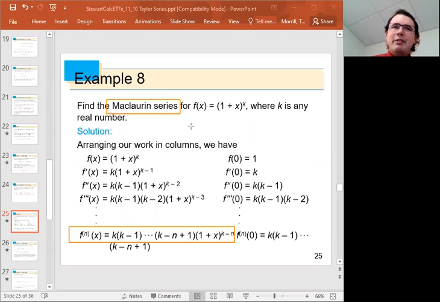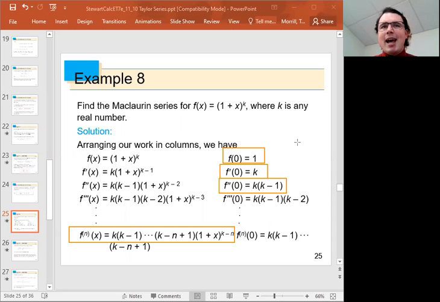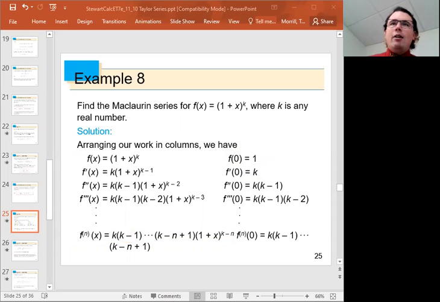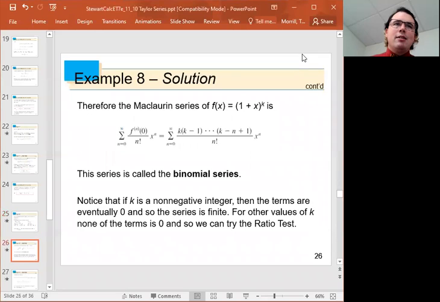I'm looking for a Maclaurin series. That means I'm centering my series at 0. The original function is just equal to 1 when x equals 0. The derivative of that function is equal to k when x equals 0. The second derivative is equal to k times k minus 1 when x equals 0, and so on. Well, I can write that pattern out pretty well.